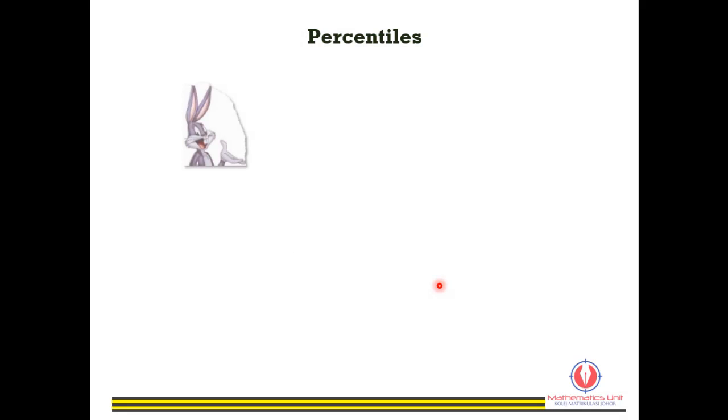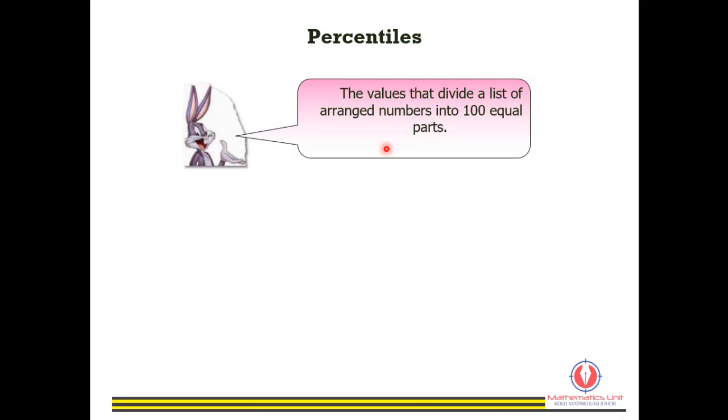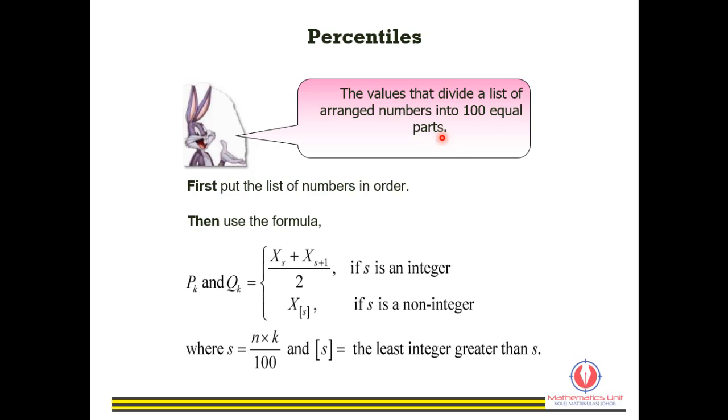Next, percentile. What is percentile? Percentile is the value that divides a list of arranged numbers into 100 equal parts. First, put the list of numbers in order. Next, you can use the formula. This is the formula to find percentile, and also to find the quartile.